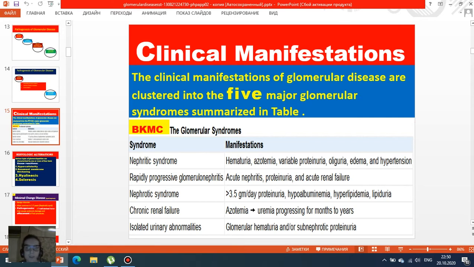Now we can talk about clinical manifestations. The clinical manifestations of glomerular disease are clustered into the 5 major glomerular syndromes summarized in the table. They are: nephritic syndrome, manifesting with hematuria, azotemia, variable proteinuria, oliguria, edema and hypertension; rapidly progressive glomerulonephritis; acute nephritis, manifesting with proteinuria and acute renal failure; nephrotic syndrome, more than 3.5 gram per day proteinuria, hypoalbuminemia, hyperlipidemia, lipiduria; chronic renal failure, azotemia to uremia progressing over months to years; and isolated urinary abnormalities, when the patient has glomerular hematuria and or subnephrotic proteinuria.